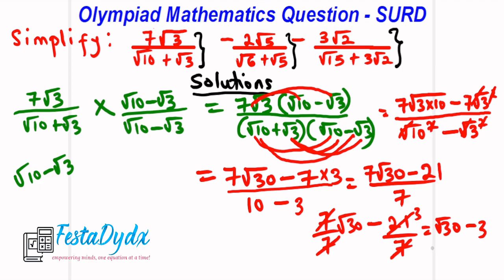I would love us to have it in mind. Now move to the second one. The second one there says 2 root 5 all over root 6 plus root 5. So the first thing we have to do is look for the conjugate of the denominator. So the conjugate of root 6 plus root 5 is root 6 minus root 5.